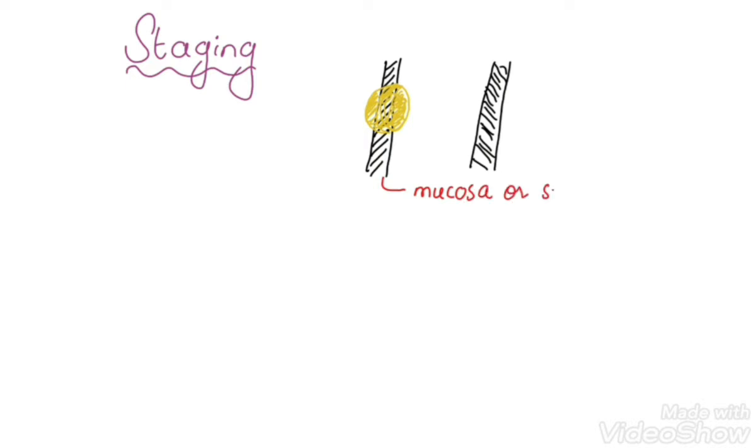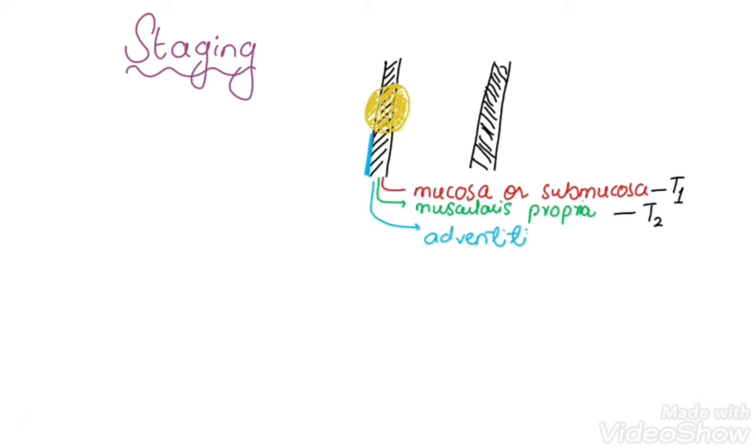Staging depends on the fact that the carcinoma of the esophagus grows outward from lumen towards the deeper layers of the esophagus and finally outside to the adjacent structures. So if mucosa and submucosa is involved, we call it T1. When it grows outward to muscularis propria, then T2. And if it involves the outer layer adventitia, then T3. If it grows further and involves adjacent structures outside the esophagus, then it's T4.